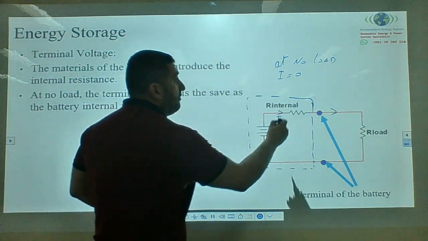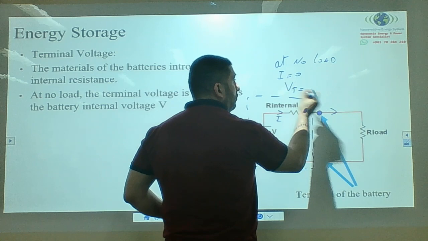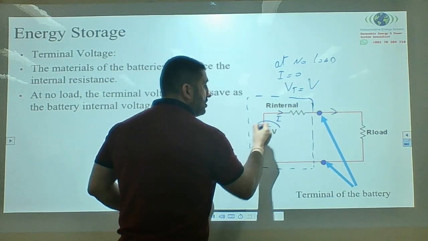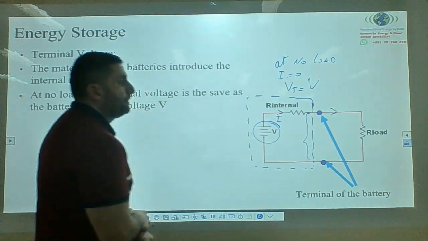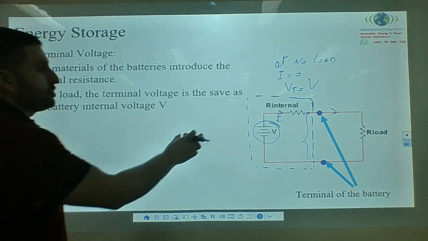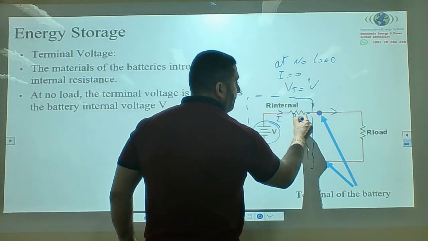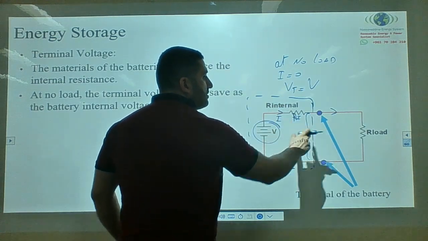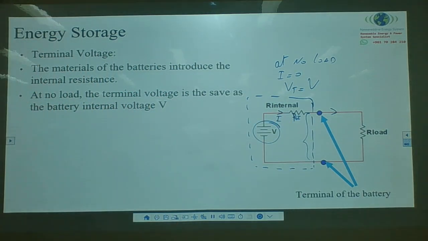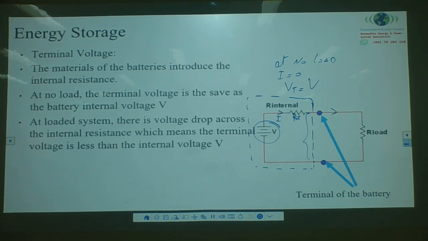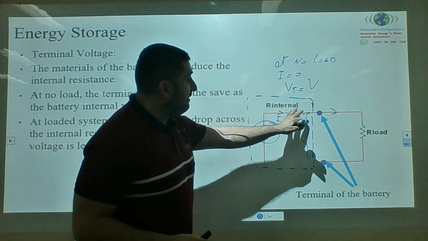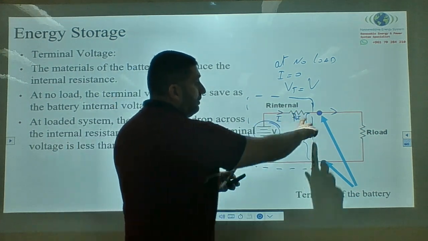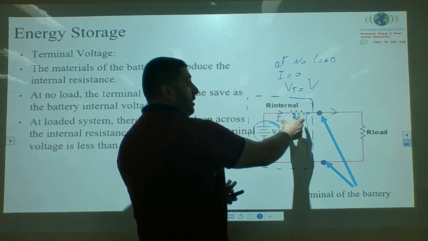So therefore, V terminal will be equal to V. So this voltage will be exactly V, because I have no voltage drop. I have I times R internal, I times R, I is 0, so this is 0. That's why the voltage will be V at the terminal. When I have a load current, V terminal is equal to the voltage minus IR.